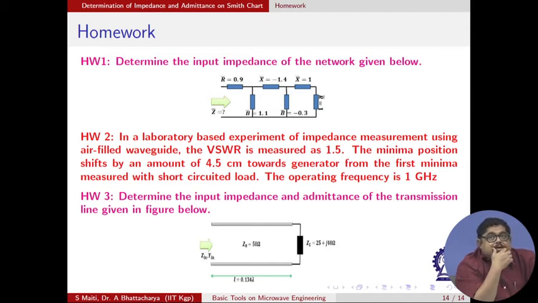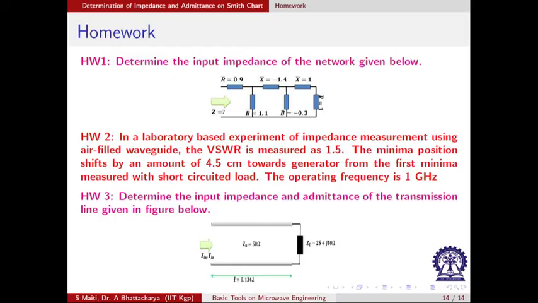So, this will test whether you have understood this, and now you will understand that doing this same thing without a Smith chart will be a lot of trouble, a lot of calculations, but in a Smith chart graphically you can do it very easily if you have understood this.